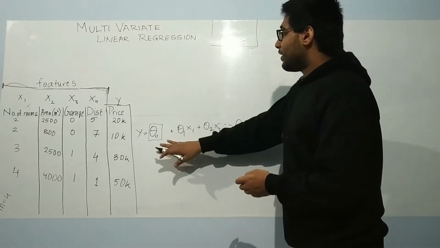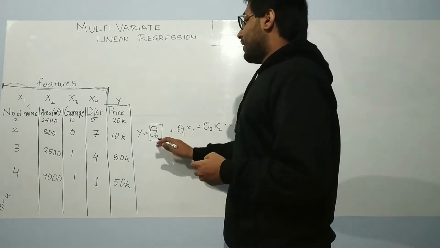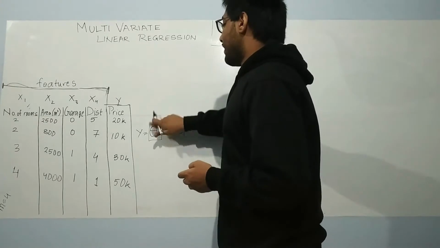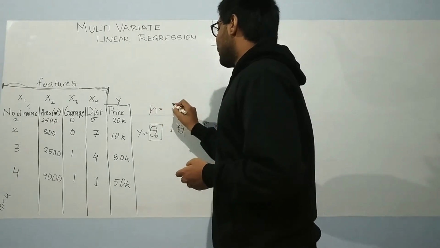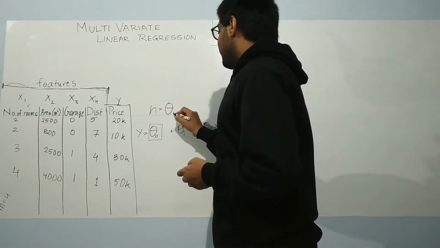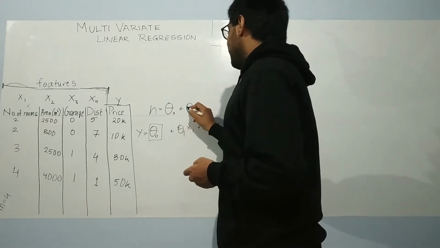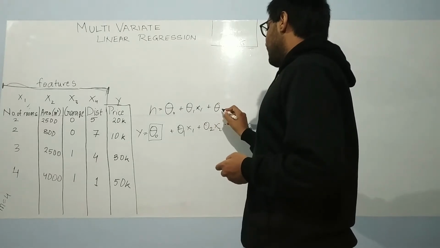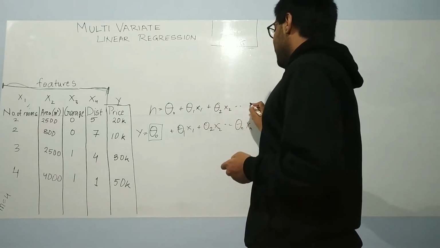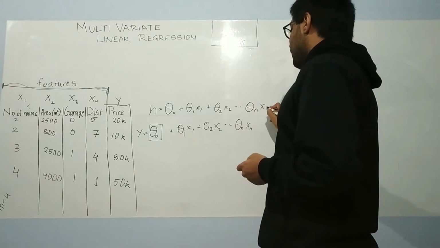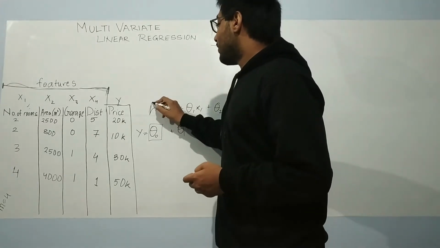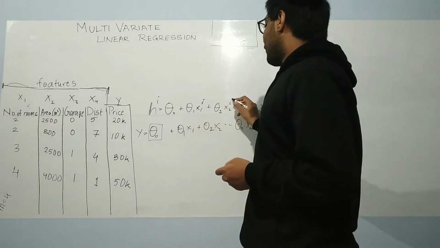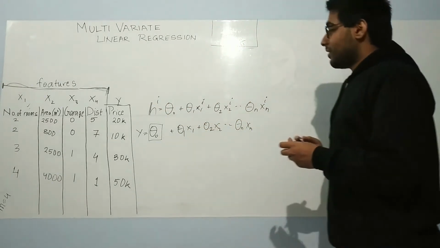From this equation, we can form a hypothesis, and the hypothesis goes like small h equals theta naught again plus theta 1 x1 plus theta 2 x2 till theta n x of n. Now this h is only for one single example, that is i. So I'm going to put i on top of all the x's here, right?